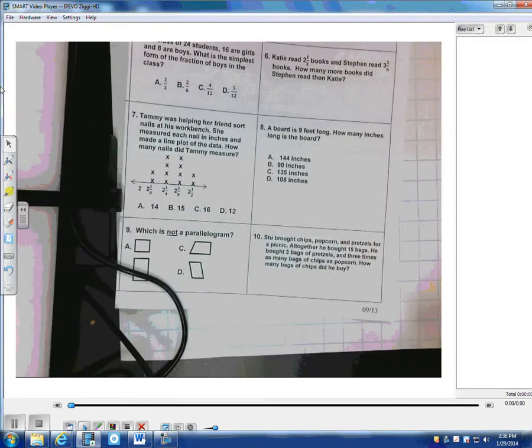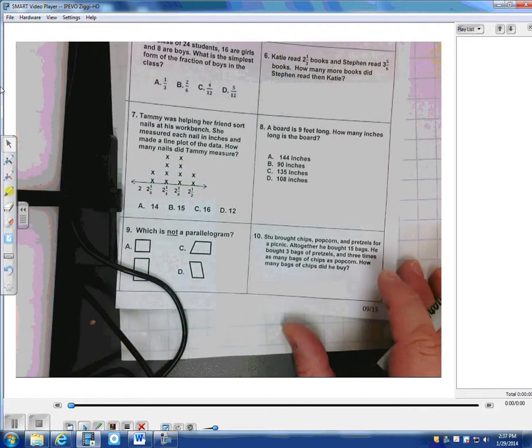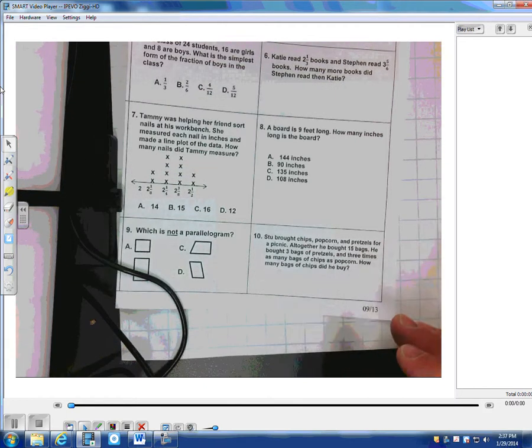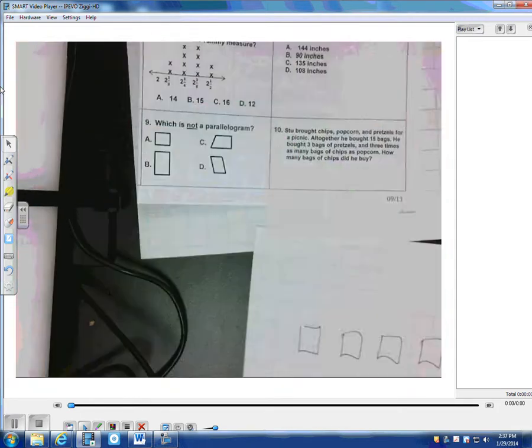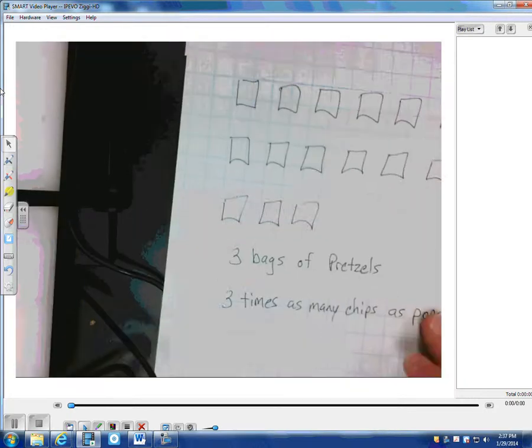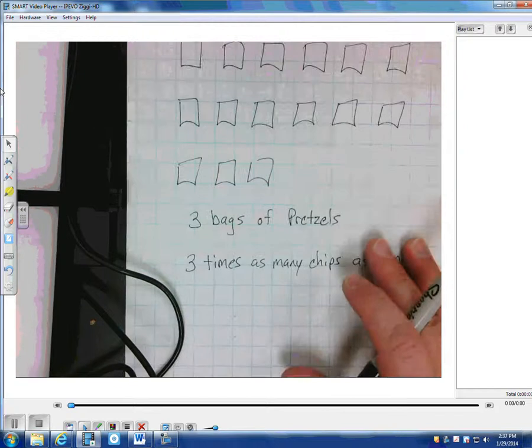It says Stu brought chips, popcorn, and pretzels for a picnic. Altogether, he bought 15 bags. He bought 3 bags of pretzels and 3 times as many bags of chips as popcorn. How many bags of chips did he buy? This problem we can do a couple different ways. First, I'm just going to draw a picture because I think that's the easiest way of actually seeing what's happening here.